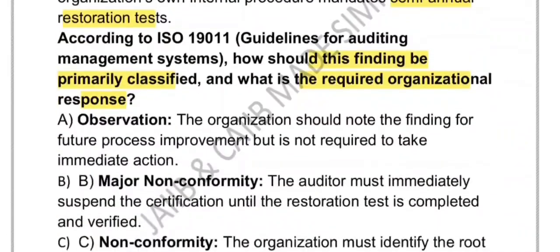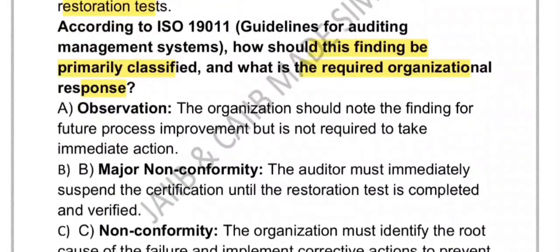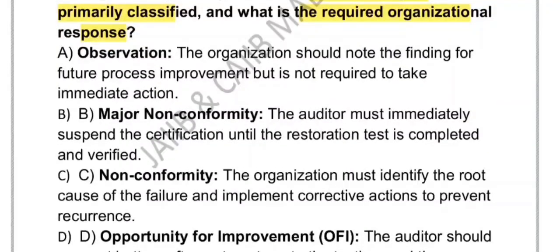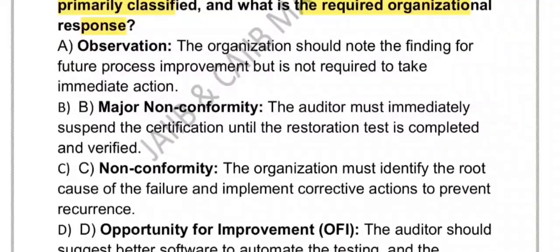The options they have given: Option A, observation. The organization should note the finding for future process improvement, but is not required to take immediate action. B, major non-conformity. The auditor must immediately suspend the certification until the restoration test is completed. C, non-conformity. The organization must identify the root cause of the failure and implement corrective action to prevent recurrence. Option D, opportunity for improvement.